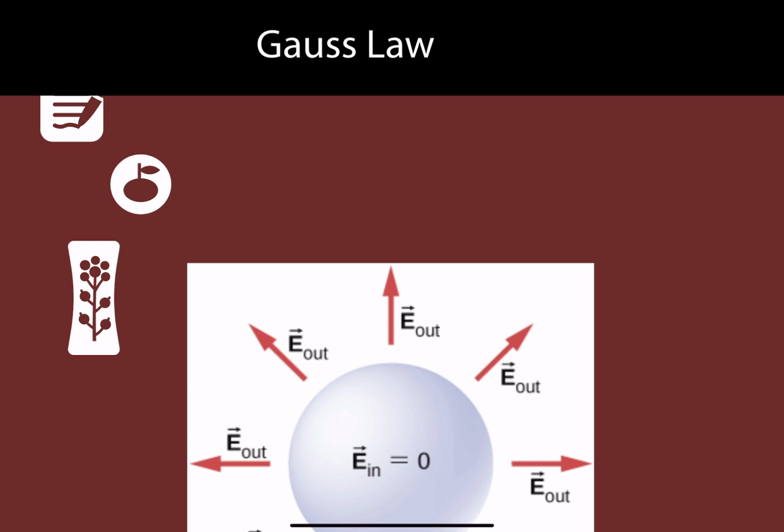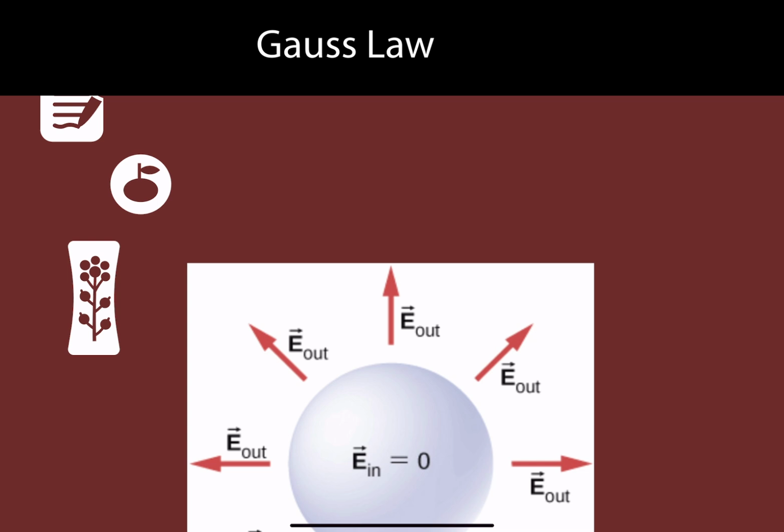First, let's begin by understanding the concept of flux. Flux is a general term that describes the amount of any vector field passing through a given surface. Imagine wind blowing through a window. The amount of air passing through is the flux.